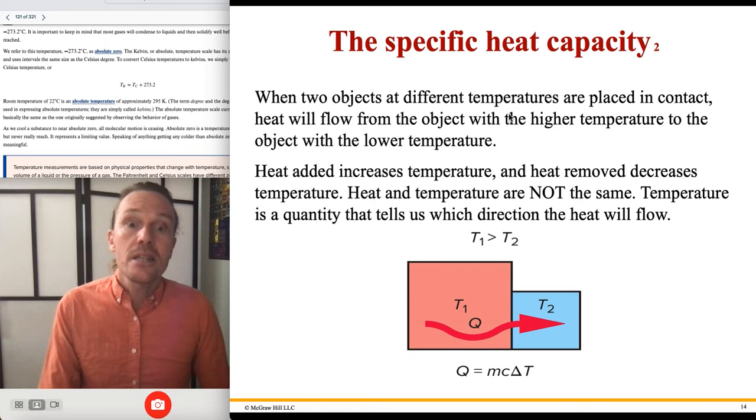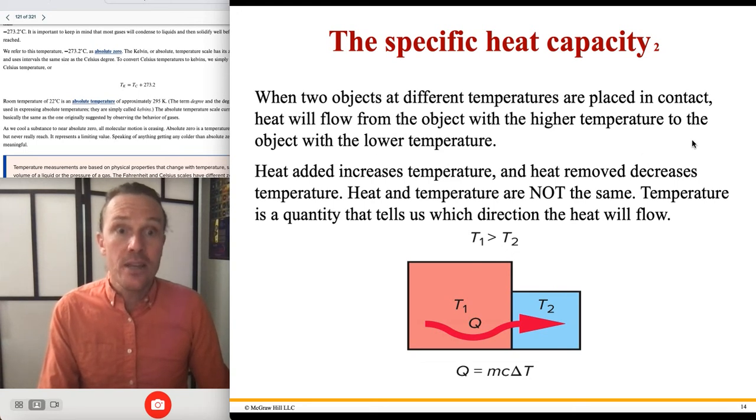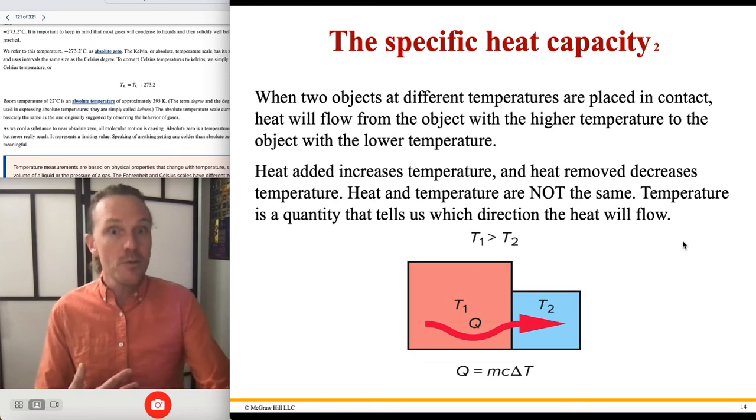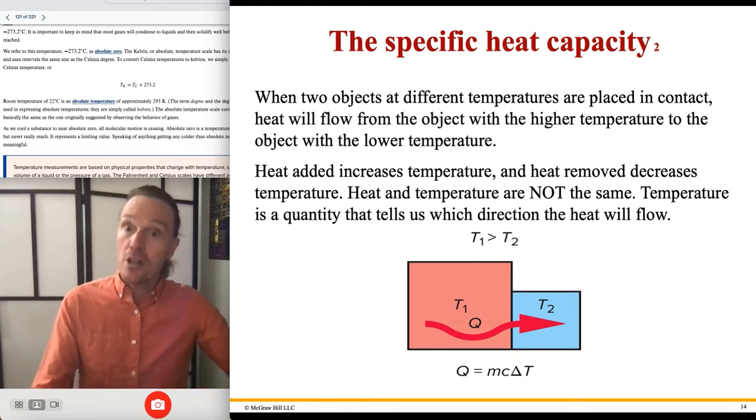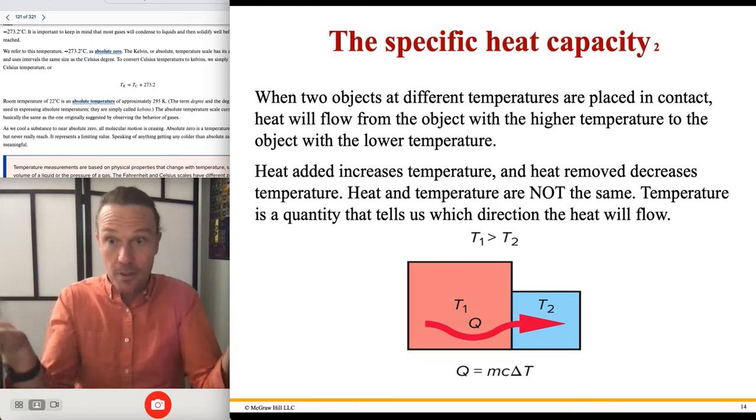So, all right, this idea then of flowing heat: heat flow will always go from the higher temperature to the lower temperature, okay? Heat added increases temperature and heat removed decreases it, all right? Heat and temperature are not the same thing. I probably made that really clear, haven't I? Temperature is a quantity that tells us which direction the heat will flow, okay? So with that zeroth law, it tells us that until equilibrium is reached, the temperature that's lower will go up, the temperature that's higher will go down, because they ultimately have to reach the same number, okay?